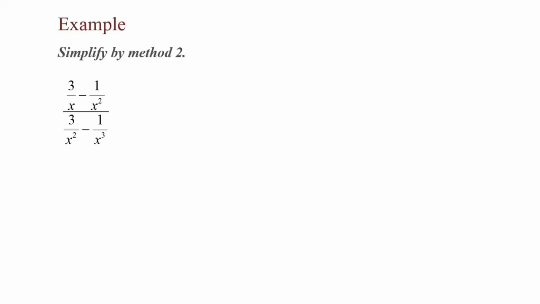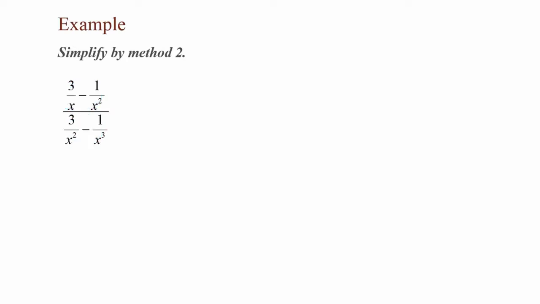In this example, simplify by method 2. 3 over x minus 1 over x squared divided by 3 over x squared minus 1 over x to the third. In this problem, we have 1, 2, 3, 4 fractions within a fraction whose numerator is 3 over x minus 1 over x squared and whose denominator is 3 over x squared minus 1 over x cubed.